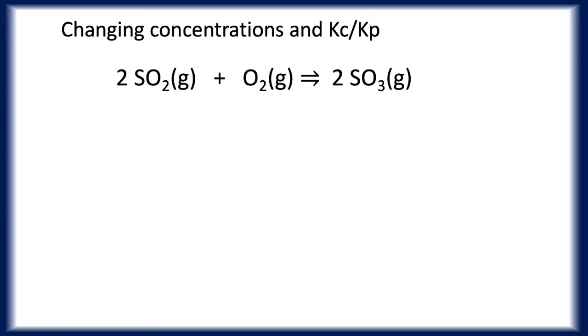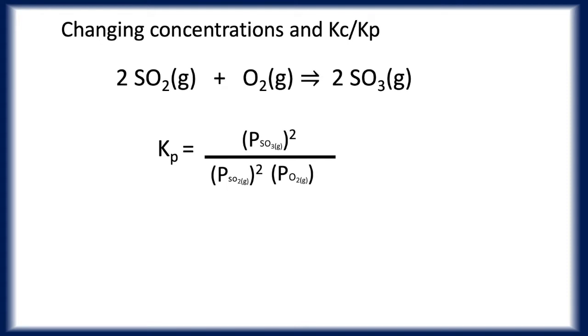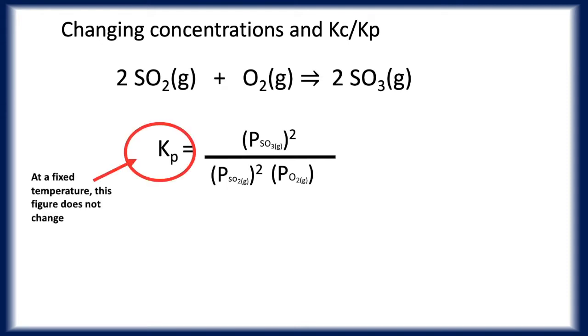So we have a reaction of sulfur dioxide and oxygen here, producing sulfur trioxide. You could use Kc or Kp for this, it doesn't matter, the result will be the same. We use Kp because that makes sense. So Kp is a fixed number, it's a fixed constant at a fixed temperature. It will only vary if the temperature changes. So Kp must stay the same.